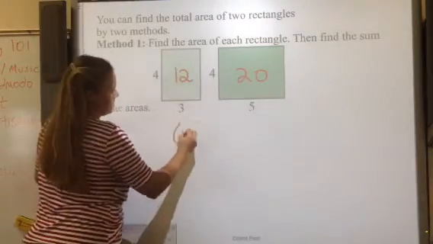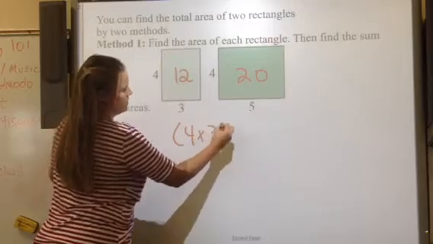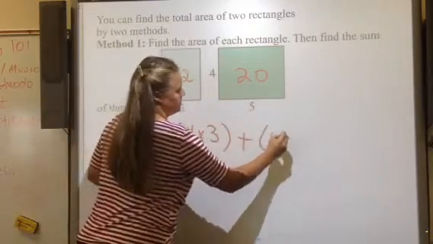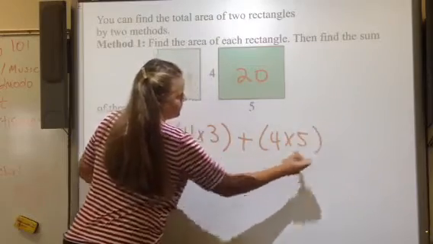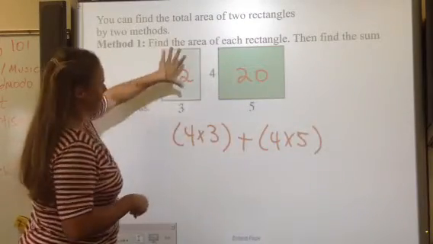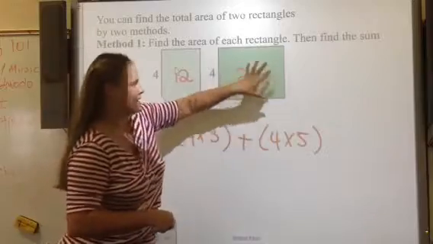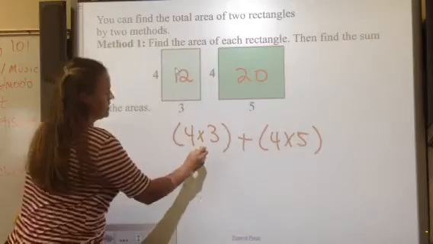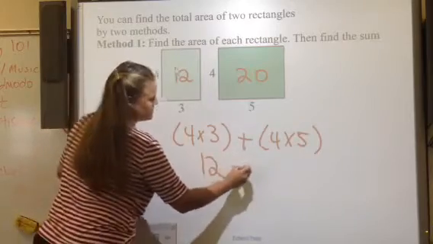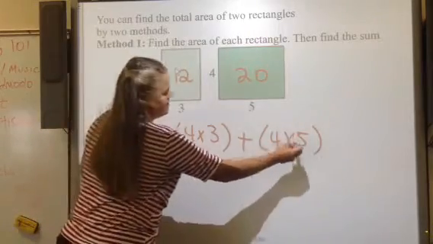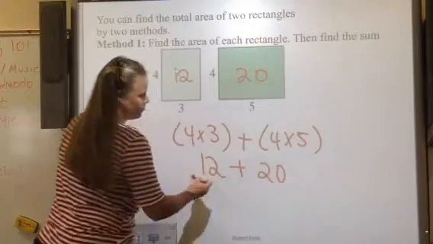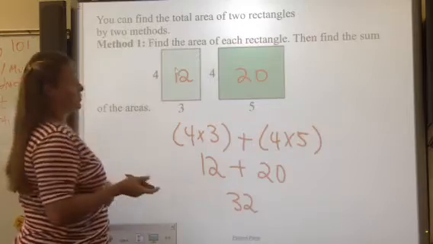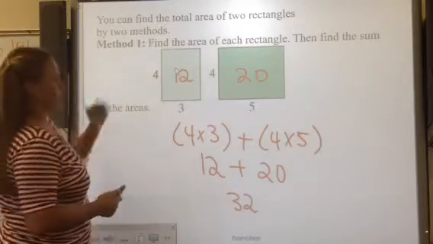So this looks like 4 by 3 plus 4 by 5. And we've written it this way because we have rectangle 1 and we're adding it to rectangle 2 because we want to find the total sum of both rectangles. And using order of operations, 4 times 3 is 12, 4 times 5 is 20, and then we add it together to get 32 whatever square units we're using for this particular problem.